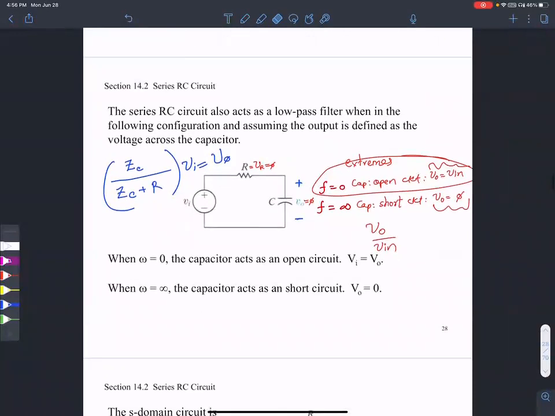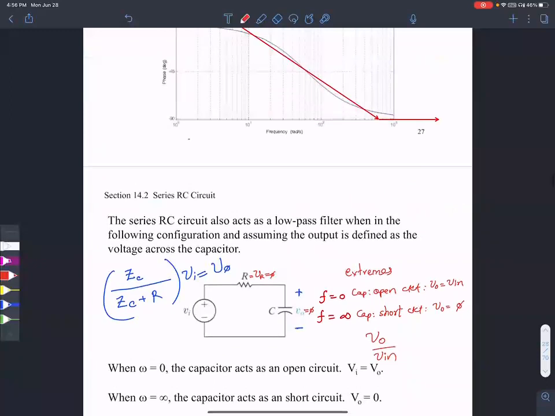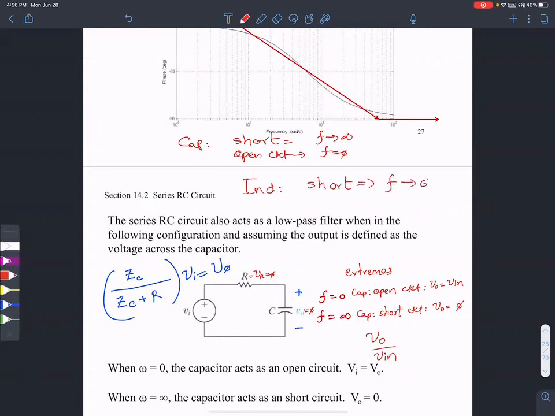Okay. Good. Thank you. So now capacitance. These are rules of thumb: a cap acts as a short to high frequencies, and acts as an open circuit to low frequencies. The exact opposite for an inductor. An inductor acts as a short to low frequencies, and acts as an open circuit for frequencies that are extremely high.